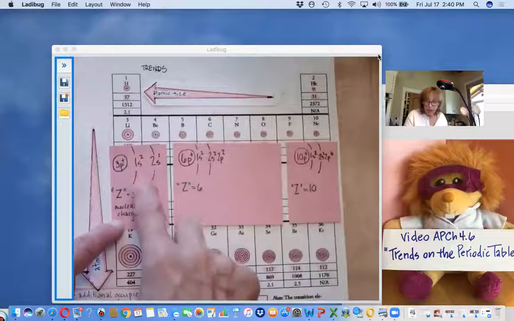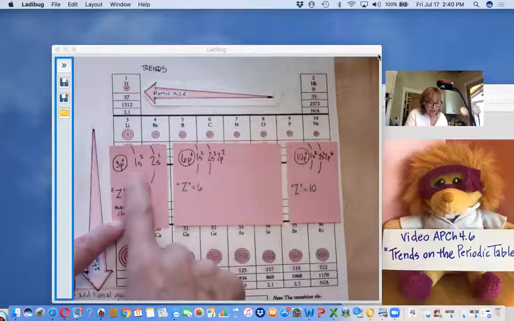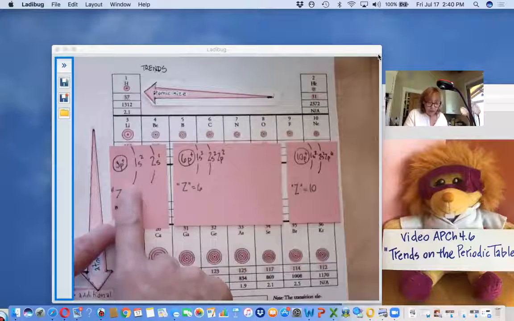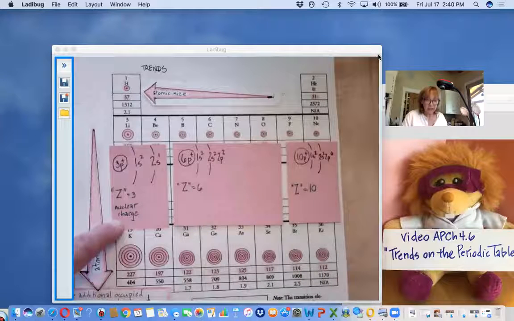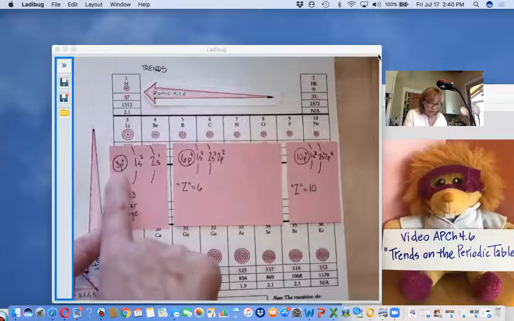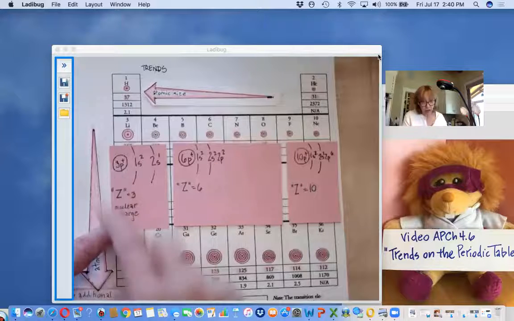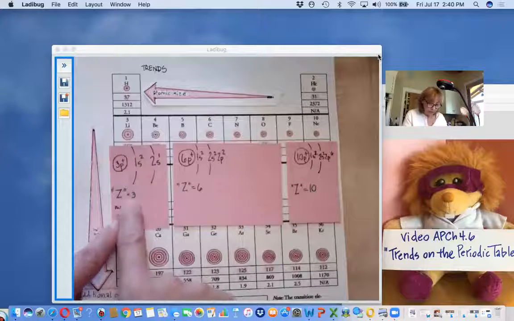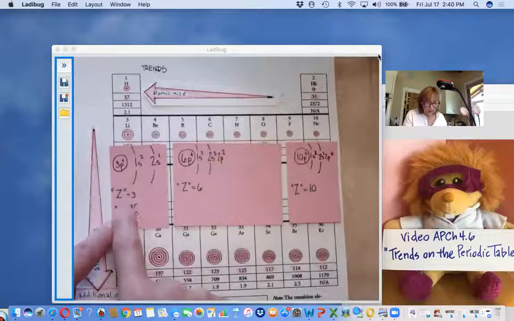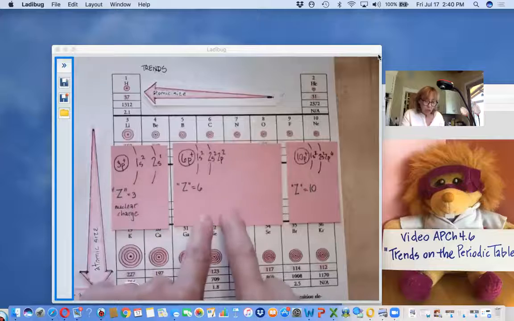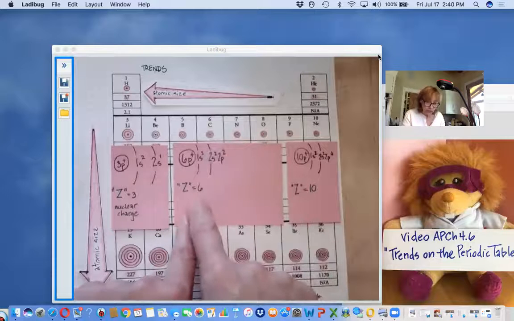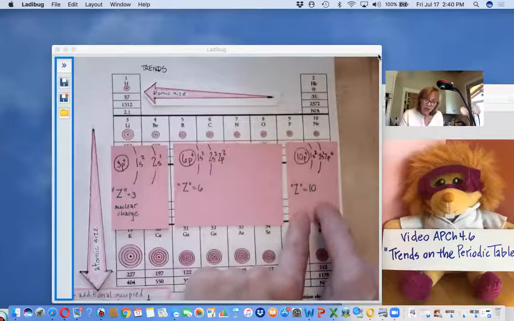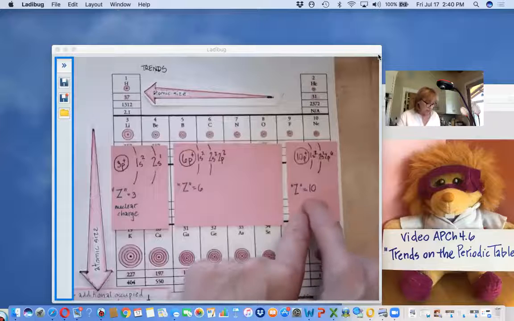There's really no shielding effect here because the inner energy level for all of these members is exactly the same. But what is different is the charge. So lithium has a nuclear charge, that's the charge of the nucleus, 3 protons. So a nuclear charge of 3, and by the way, we use the letter Z for nuclear charge. Carbon has a nuclear charge of 6, and neon has a nuclear charge of 10.